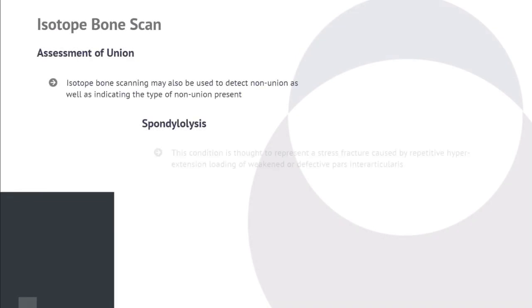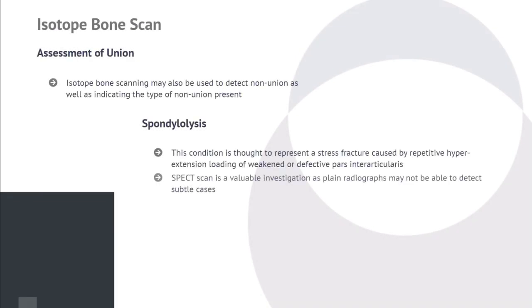Assessment of union. Isotope bone scanning may also be used to detect non-union as well as indicating the type of non-union present. Spondylolysis. This condition is thought to represent a stress fracture caused by repetitive hyperextension loading of a weakened or defective pars interarticularis. SPECT scan is a valuable investigation as plain radiographs may not be able to detect subtle cases.